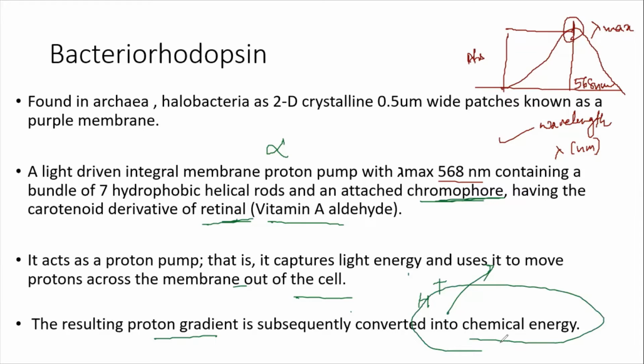So what chemical energy are they talking about? Maybe in synthesizing new substances, right? Some covalent bond will be formed, so this chemical energy will get used there. So this is a direct example of converting your light energy into chemical energy.